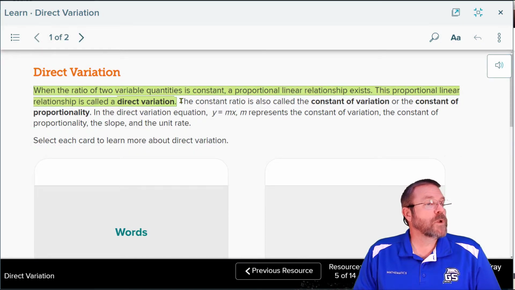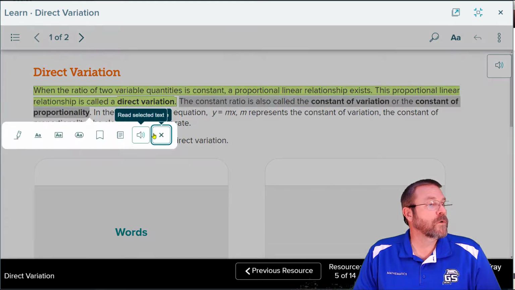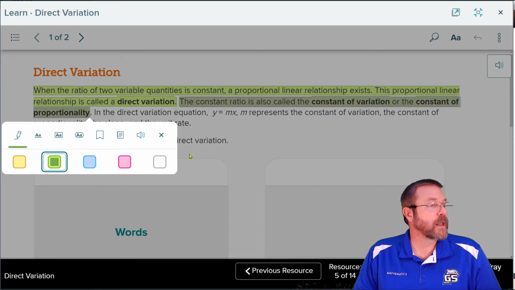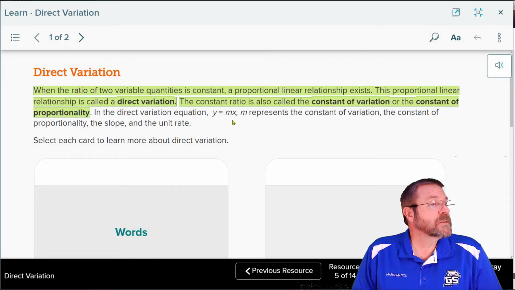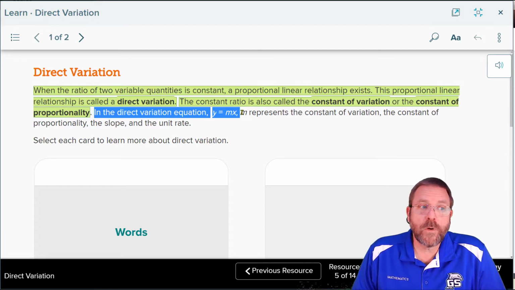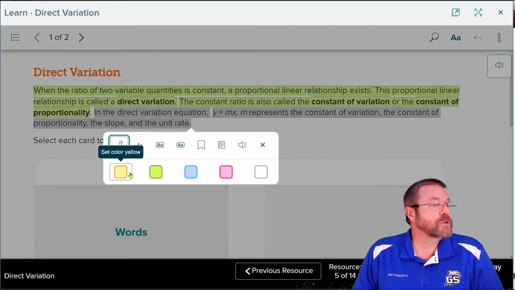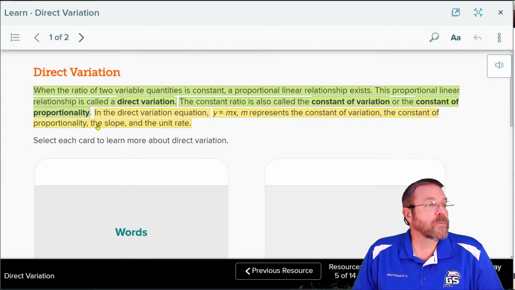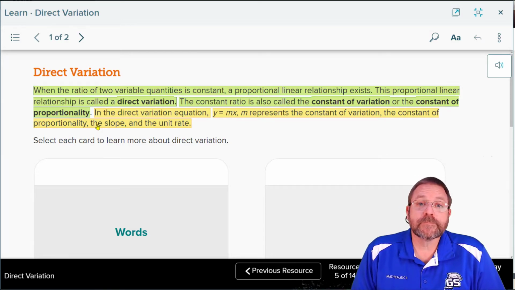The constant ratio is going to be called the constant of variation, also known as the constant of proportionality. And you want to know what else it's called? It's called the slope. And you can see that you have the formula here that says y is equal to mx. What did I tell you m was equal to? M is always going to be your slope, and it also represents your constant of variation. It also represents your constant of proportionality, and it's going to be written as a unit rate.